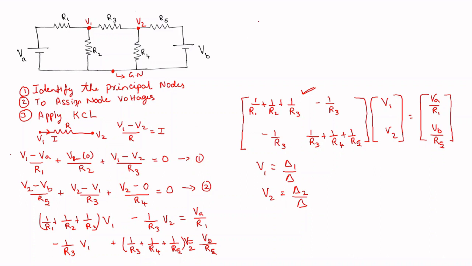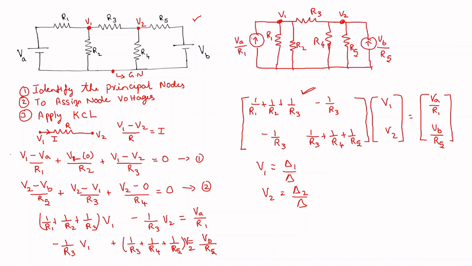So now let me redraw this circuit for more clarity. Let me replace this VA in series with R1, the voltage source in series with resistor R1, with a current source. Similarly, VB in series with R5 with a current source. So this is the equivalent circuit. I have converted the voltage source into a current source. Here also I have converted the voltage source into a current source, and obviously the resistance comes in parallel now.